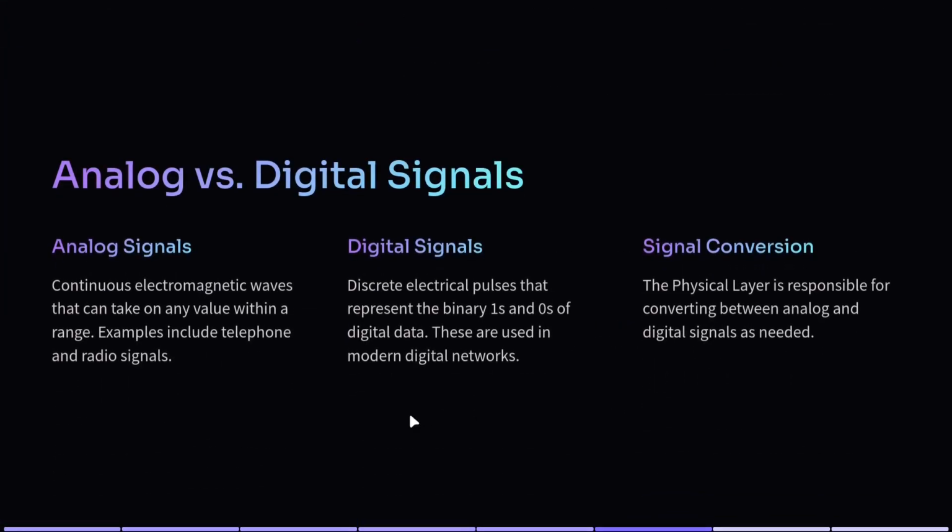Analog versus digital signals. Analog signals, continuous electromagnetic waves that can take on any value within a range. Examples include telephone and radio signals. Digital signals. Discrete electrical pulses that represent the binary ones and zeros of digital data. These are used in modern digital networks. Signal conversion. The physical layer is responsible for converting between analog and digital signals as needed.